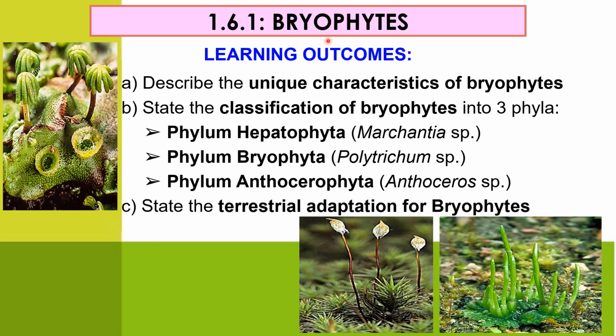Now we look at the first group of kingdom Plantae, which is the bryophytes. What students need to know is the unique characteristic of bryophytes, the classification of bryophytes into 3 phyla, and terrestrial adaptation for bryophytes.